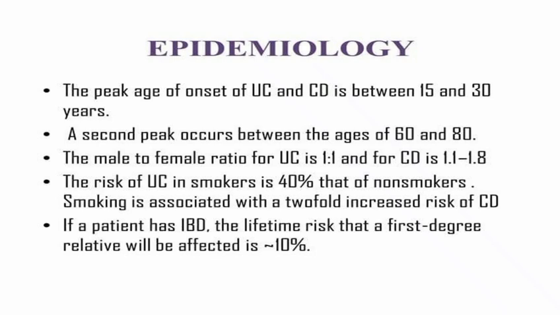The second peak occurs between 60 to 80 years, and the ratio is 1:1 or 1:8, and mostly females are affected by Crohn's disease more easily than ulcerative colitis. Here, smokers have a 40% higher risk than non-smokers of being affected by ulcerative colitis and Crohn's disease.